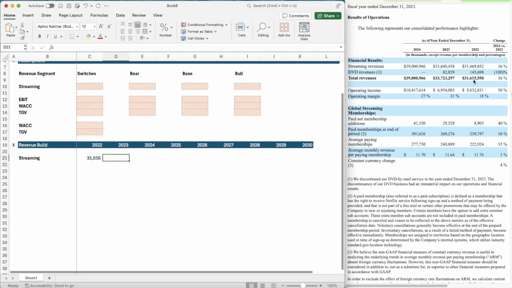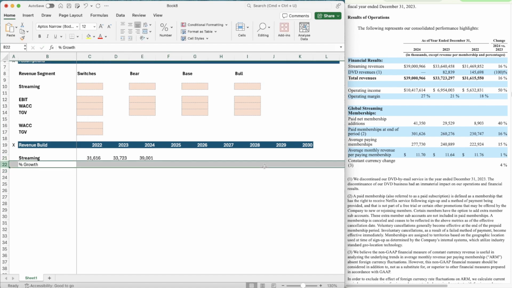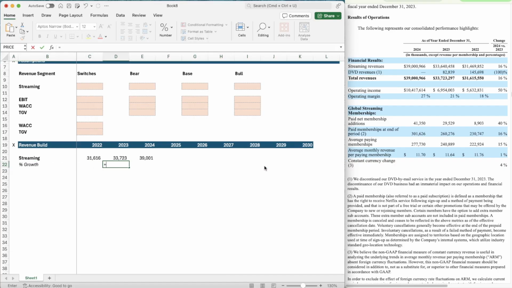That's mad that even in 22 and 23, they were still doing 145 million, 82 million in DVD revenue. We want to also know what the growth rate is. You just take the year that you're in, divide it by the previous year, and minus 1.